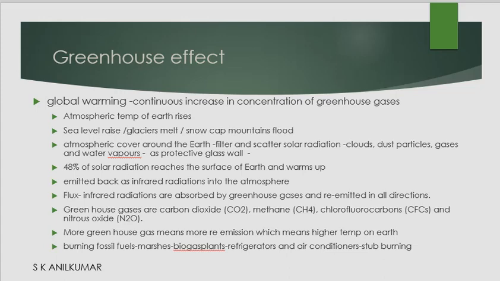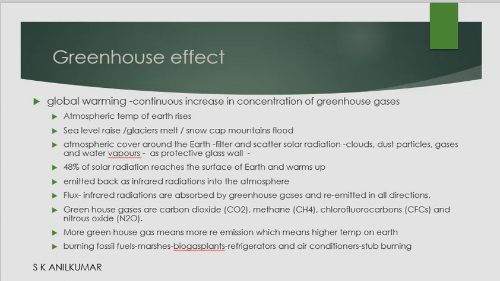Global warming is caused by a continuous increase in the concentration of greenhouse gases. The concentration of greenhouse gas causing global warming is called the greenhouse effect. So, what is this greenhouse? Atmosphere is a cover on the surface of the earth. It extends from 2 to 10 kilometers above the surface of the earth. It is a mixture of gases.